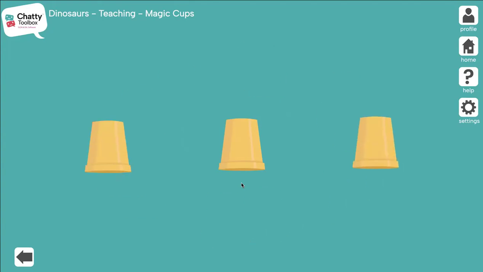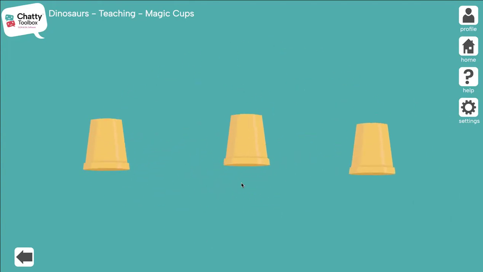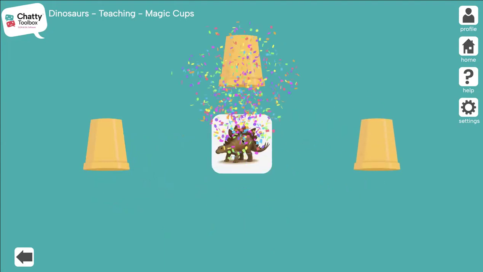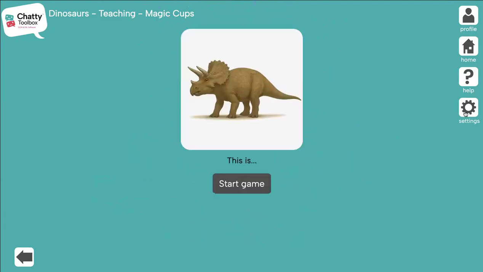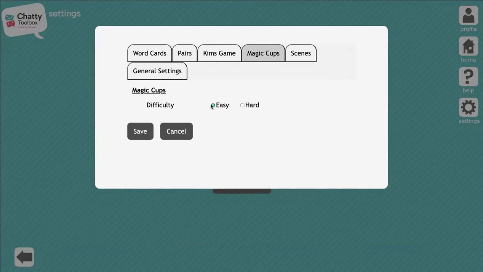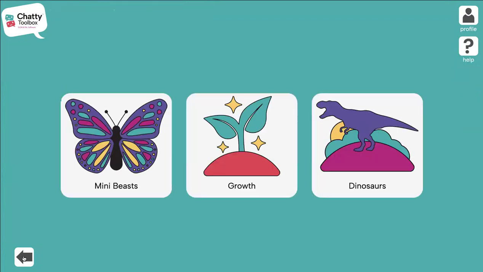And you've really got to have your wits about you now and properly concentrate. I would probably feel the other slower setting is more suitable for EYFS, but you may have some children with excellent visual memory, so you can challenge them a little bit more. And essentially that's how to use the dinosaur part.